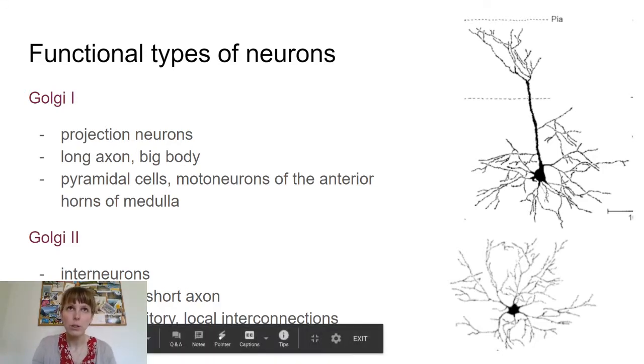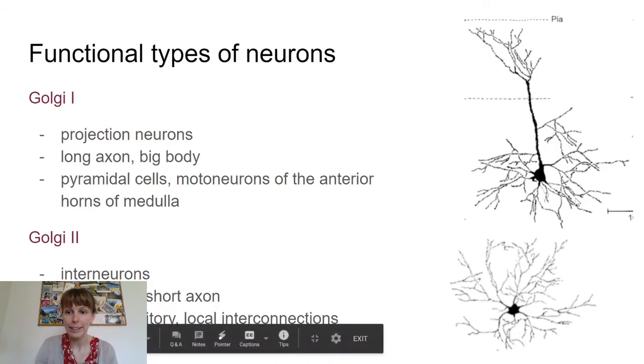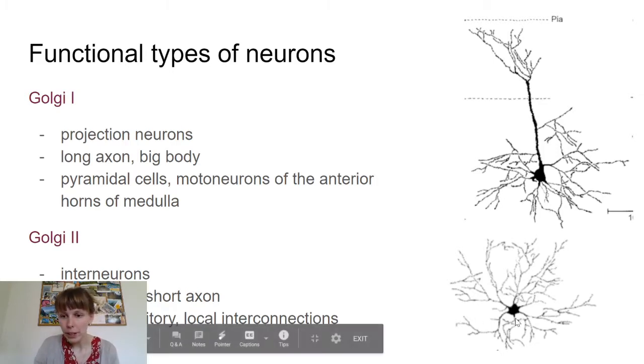So these are not forming projections to some other region of the central nervous system, but on the contrary, they are just in one place and they interconnect the neurons like this. So they are called interneurons. They sort of modulate the overall output of the projections that will be carried out by Golgi 1. And they have a smaller body and the axon is short. So the axon would be one of these processes. It's impossible for us now to say which one, and they are mostly inhibitory.